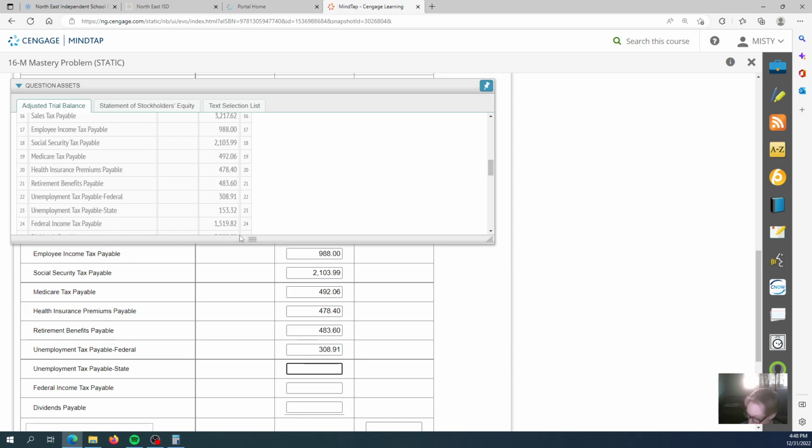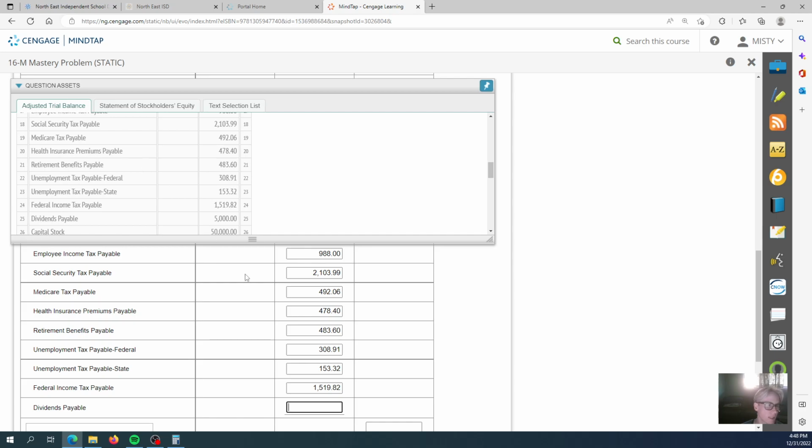Okay. Hopefully you guys remember how to calculate that. We haven't done that in a little while. Let's see, 153.32. Okay. And then federal income tax payable. Wait, did I skip something here? Unemployment tax, right, unemployment tax. Federal income tax payable is 1519.2. Okay. Then we have dividends payable, 5,000.